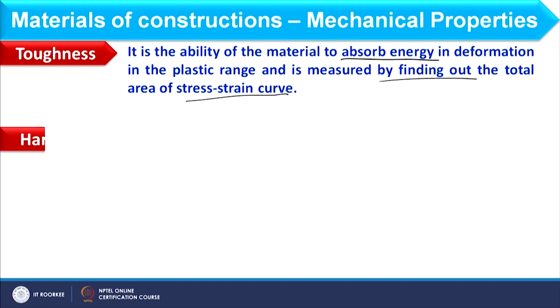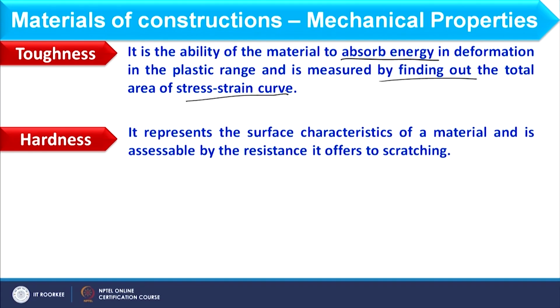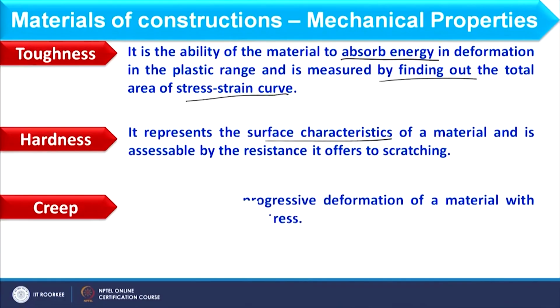Next property I am having is the hardness, and hardness basically speaks about the surface characteristic of the material. It means when the material is very hard, it will resist scratching. Scratches are not formed very easily on a very hard material surface. So, it is basically the surface characteristic. And then we have the creep. It is a slow and progressive deformation of a material with time under constant stress.